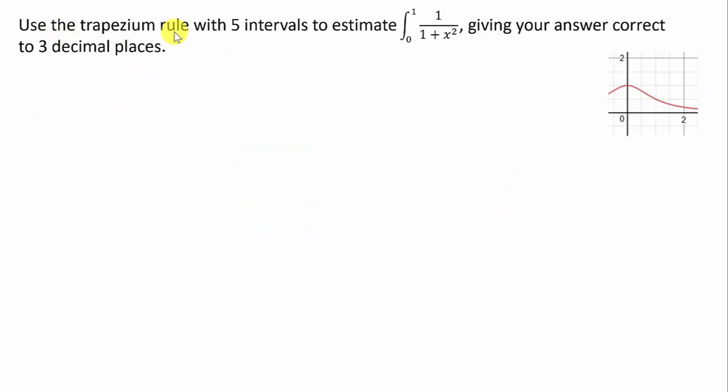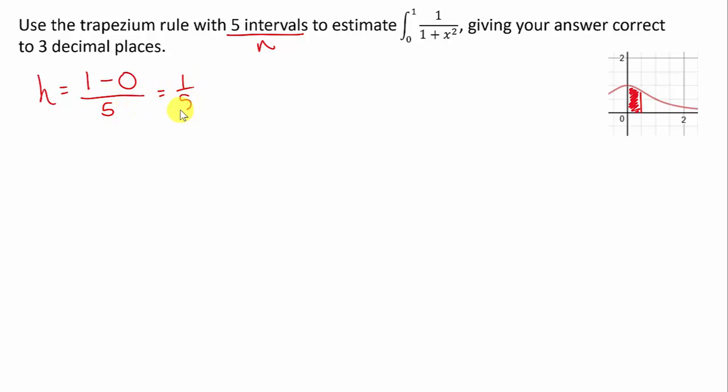So use the trapezium rule. Guess I can't talk today. Use the trapezium rule with 5 intervals. That's n. 5 intervals to estimate this integral, giving your answer correct to 3 decimal places. Well, you can see we want to go from 0 to 1. So basically on a graph, I'm trying to find this area. Okay, so what we want to do is, first we want to find h. H, remember, is going to be equal to my higher bound minus my lower bound divided by the number of intervals.